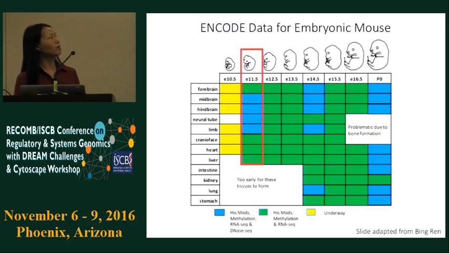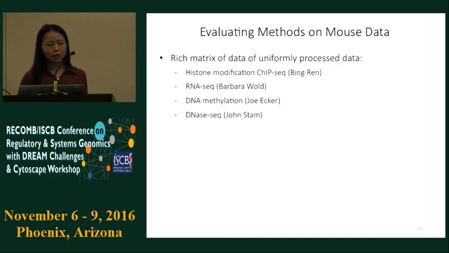So there is a matrix of embryonic developmental stages of mouse from embryonic day 10.5, 11.5, all the way to birth. And for each time point, the team has extracted different tissue types to perform a large number of genomic assays, such as ChIP-seq of 8 histone modifications, RNA-seq, whole genome DNA methylation, so WGBS, and then for a third of the tissue time point combinations, DNase-seq.